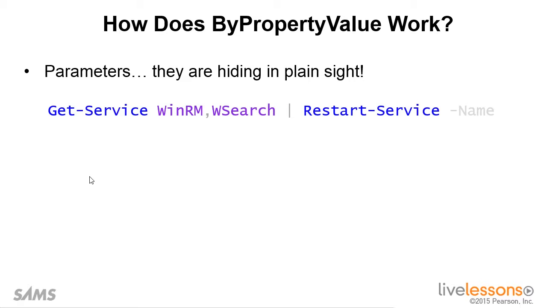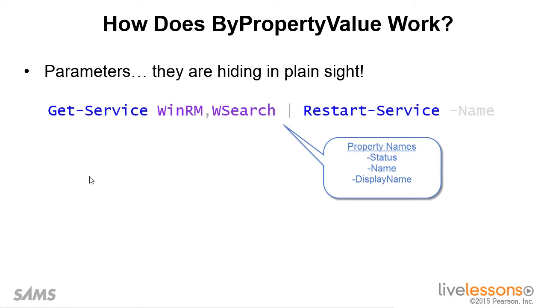Now you'll notice in this slide that I have a very light gray text over on the right side with the parameter name. Now what is happening is the property names of Get-Service that are returned include Status, Name, and DisplayName. Since the Name parameter matches up with the Name parameter of Restart-Service, it will know exactly which services to restart because that parameter matches up.